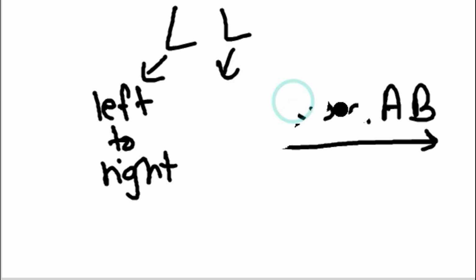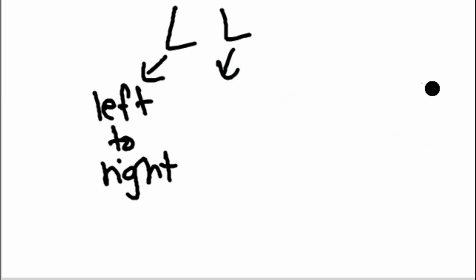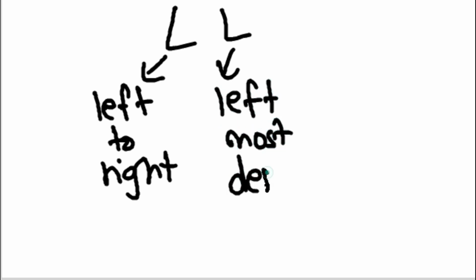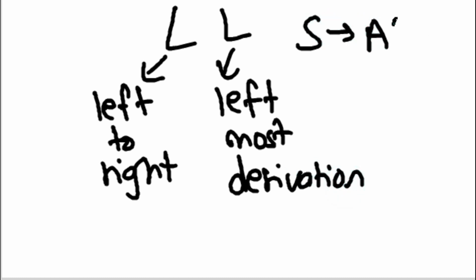The second L stands for leftmost derivation. What do we mean by leftmost derivation? It basically means that in this grammar, we will start deriving from the leftmost symbol. So A is the leftmost symbol, we will derive this one first, then we will go to the next one. And since we are deriving the left symbol first, it is called leftmost derivation.